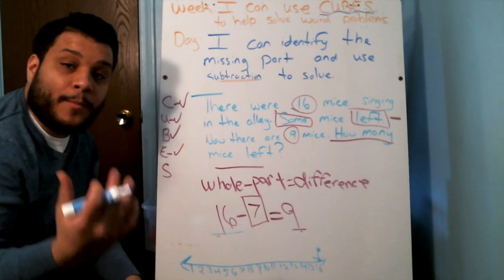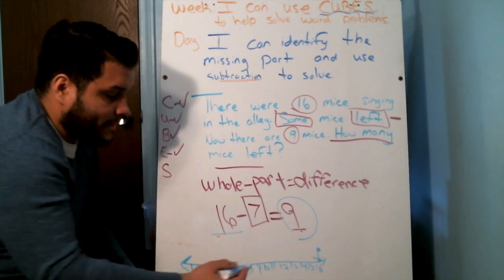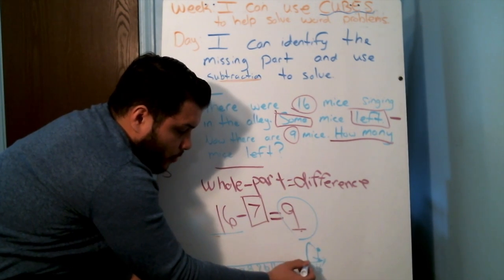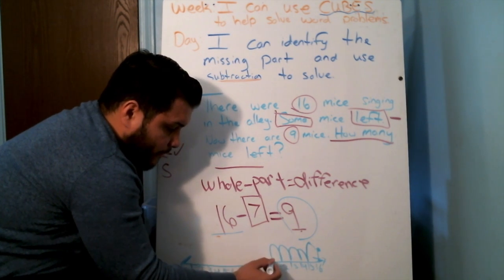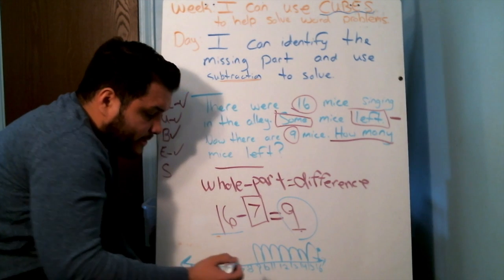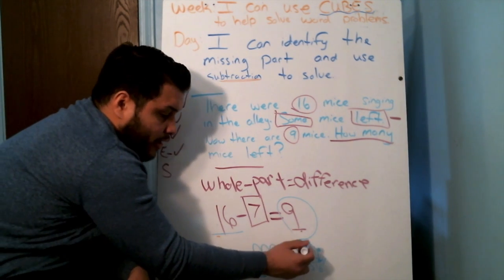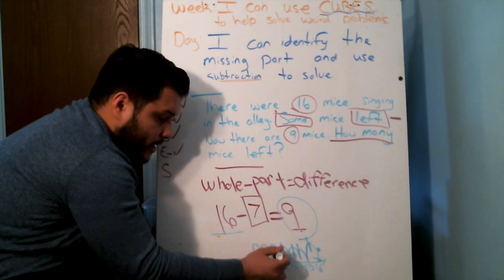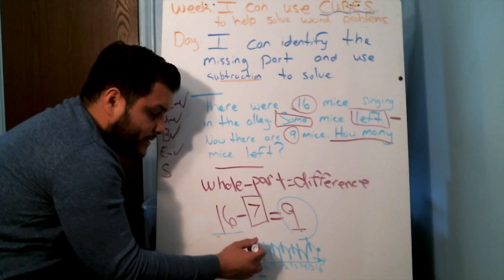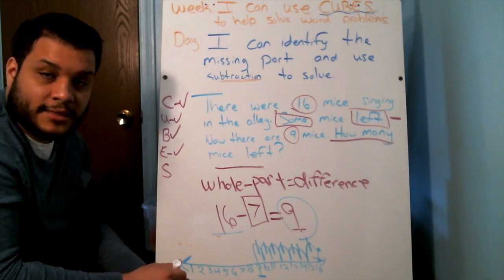I'm going to count backwards until I stop at the number 9 because that's what's left. Let's count. Ready? 1, 2, 3, 4, 5, 6, 7. I stopped at the number 9. Let me mark off my tops to see how many spaces I moved. 1, 2, 3, 4, 5, 6, 7. Does 7 equal 7? Yes, it does.